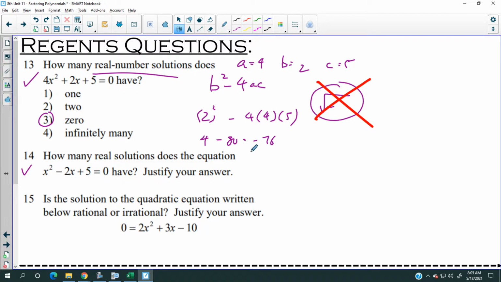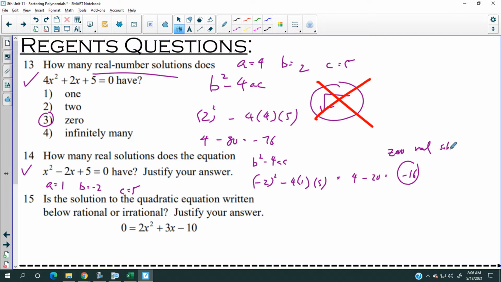Okay, let's try again. B squared minus 4AC. This is how I keep rewriting it, right? So what's A? A is 1, B is negative 2, C is 5, so B squared, so negative 2 squared minus 4 times 1 times 5. Negative 2 squared is 4, minus 4 times 1 times 5, which is 20, so that's negative 16, right? So again, none.